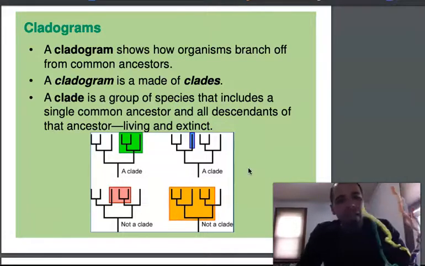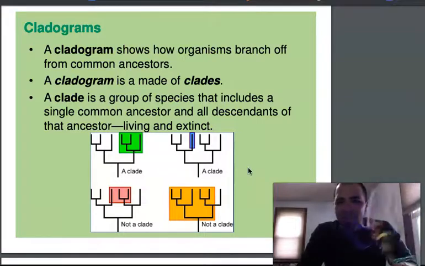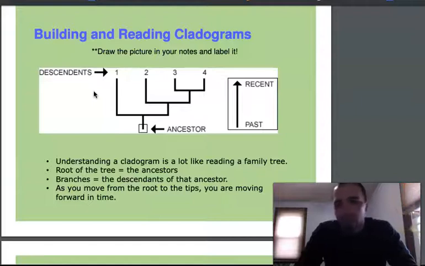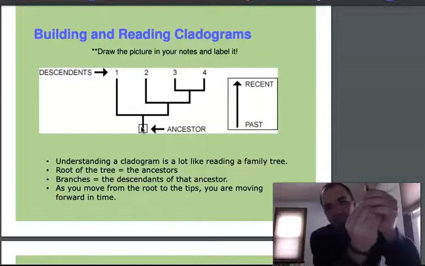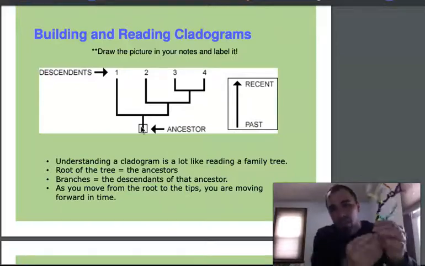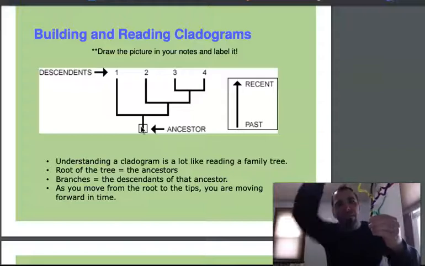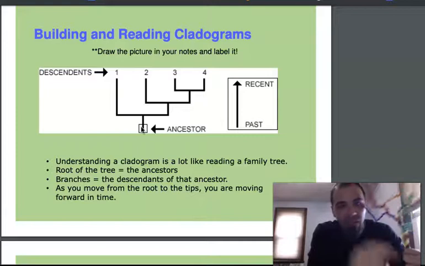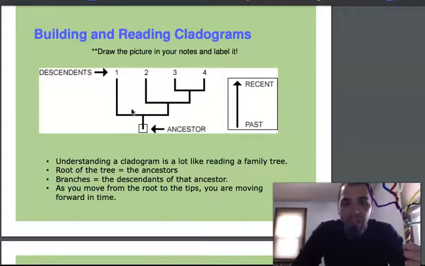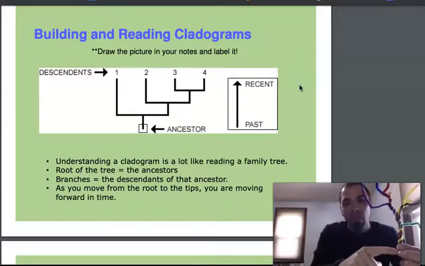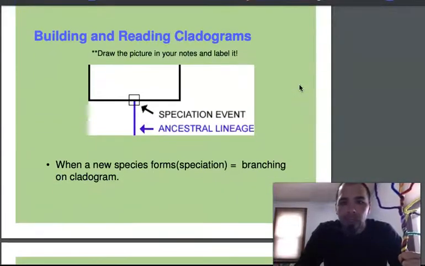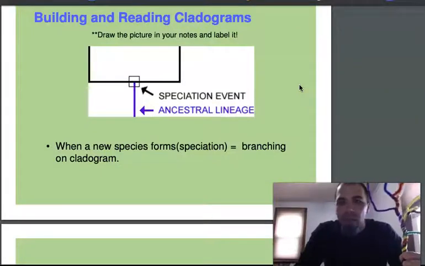It's a little better when we do it in class. When reading a cladogram, you draw the picture in your notes and label it if you want. You don't have to. These are the descendants, 1, 2, 3, 4. Here's the ancestor, which would be down here at the base. This would be the past. This would be the recent. The roots of the tree are the ancestors, and these branches are all the descendants. As you go from the bottom up, you're moving forward in time.